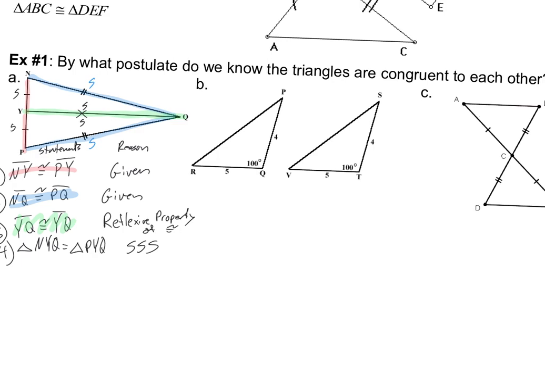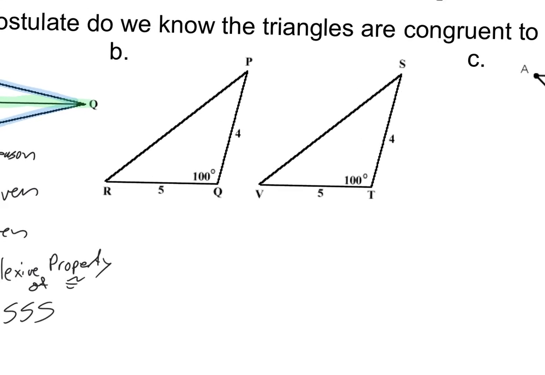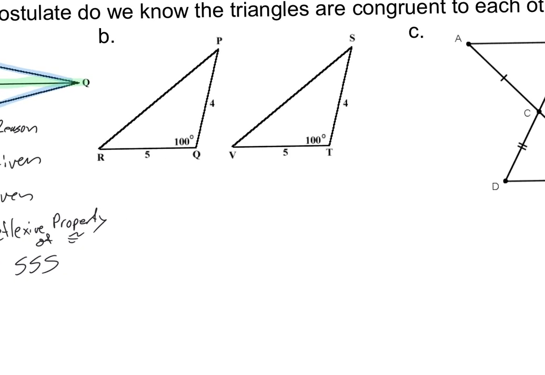Okay. Let's take a look at B. I think you guys could actually do this one if you wanted to do a whole proof. But I don't think we really need to do that on this one. I just wanted to kind of show you an example of a proof over here. So let's just talk about what do we have here. Well, obviously we could see that this side and this side are both 5, therefore they are equal to each other. We can see that this side and this side are both 4, therefore they're equal or congruent to each other. And then obviously these angles are both 100 degrees, so therefore they're congruent to each other.